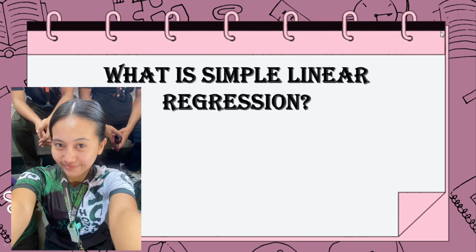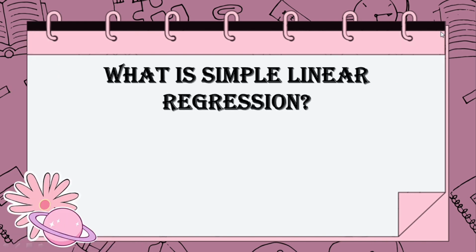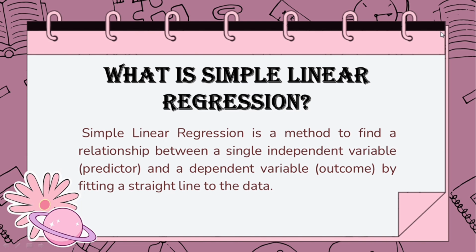So what is simple linear regression? Simple linear regression is a method to find a relationship between a single independent variable, which is the predictor, and a dependent variable, which is the outcome, by fitting a straight line to the data. Which means that simple linear regression models the relationship between one independent variable and one dependent variable by fitting a straight line, allowing predictions like grades based on study hours.